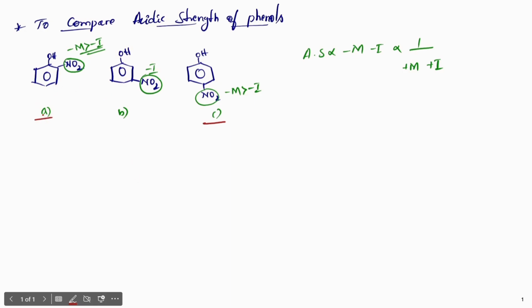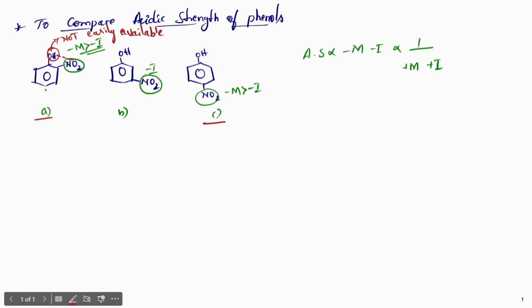Coming to the first case, here the chance of formation of hydrogen bond is there, so that this proton is not easily available. The proton is not easily available.